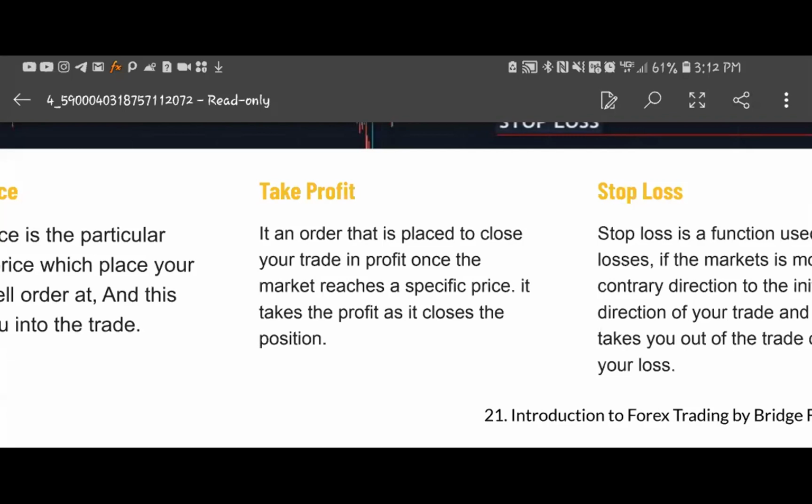That is also what they call risk management. You have to have proper risk management, but I won't talk about that now. Tomorrow you will learn about risk management. So let me talk about stop loss now.